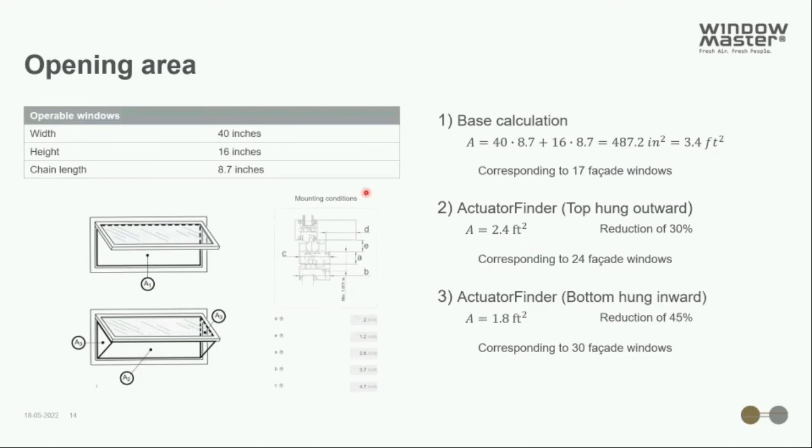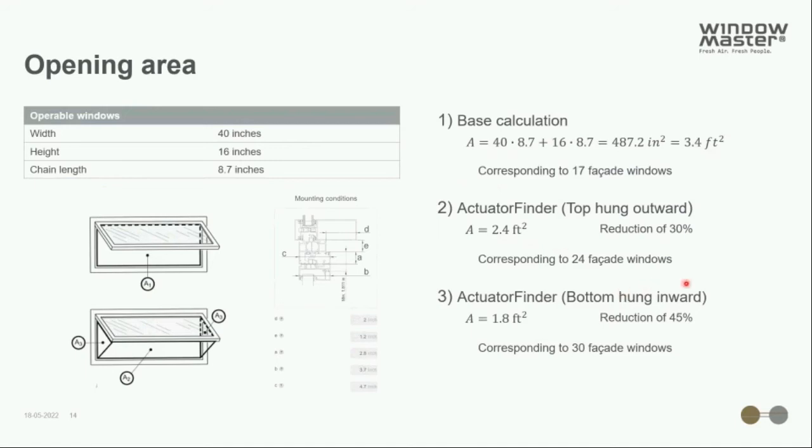So it takes, as you can see here, the mounting conditions and the profile of the window into account, and you can specify the values here yourself. Now, based on these specified values and if we consider a top-hung outward opening window, this tool will calculate the opening area as 2.4 square feet. Compared to our base calculation before, this is a reduction of 30%. And if we go back to our building, we will now need 24 facade windows.